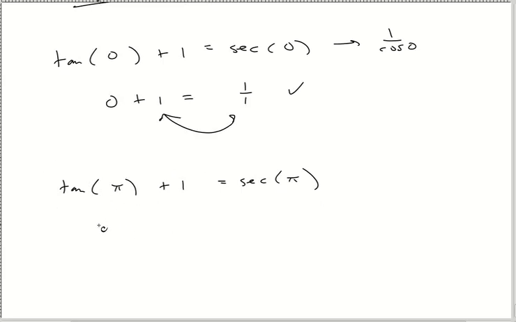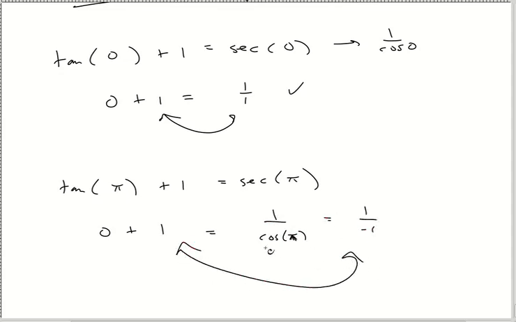Let's see if this one works. Well, tangent of pi, again, the slope at 180 degrees is 0, as I was thinking. Remember that this is cosine, 1 over cosine, and my cosine at pi, my x value at pi, is actually a negative 1. Is 1 equal to 1 over negative 1? Now I would say no. That's a no. So that one actually doesn't work.